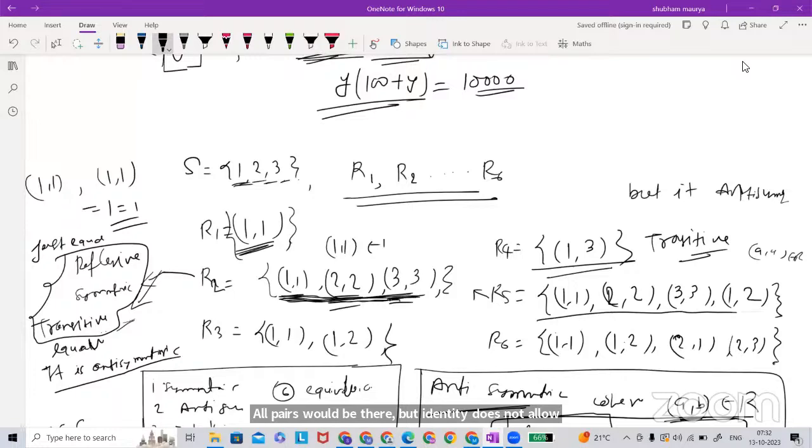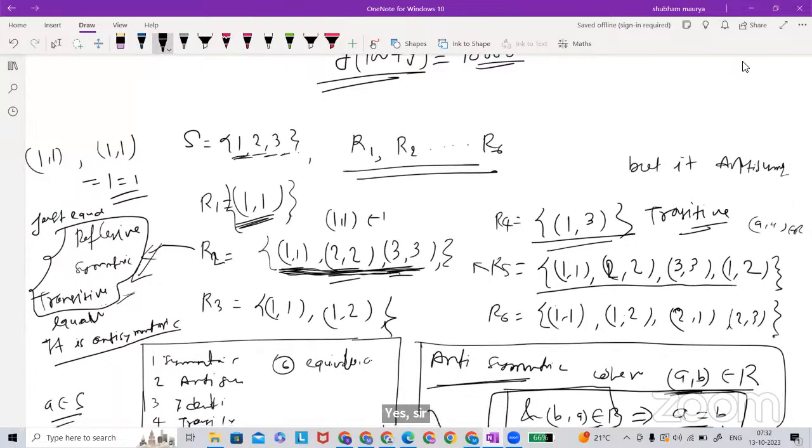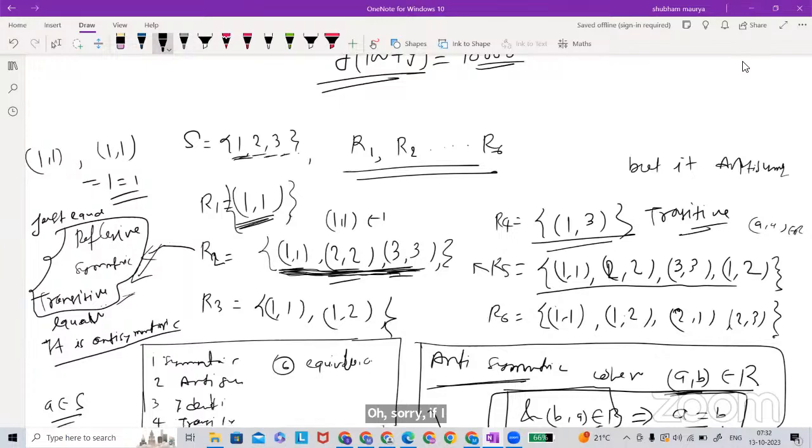If R4 has (3,1), will it be antisymmetric? Suppose R4 has (1,3) and (3,1) as well. Then it is symmetric but not antisymmetric. Because (1,3) is there and (3,1) is there, the antisymmetric rule would say 1 equals 3, but it is not. So this is not antisymmetric, but it is a symmetric relation.